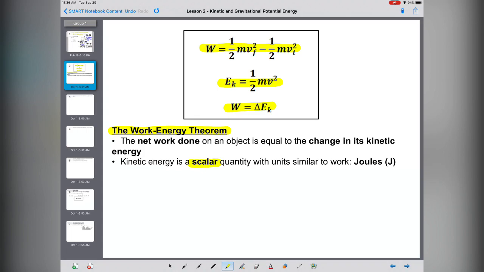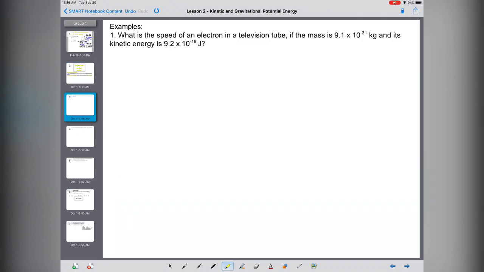Okay, and like work, kinetic energy is also considered to be a scalar quantity, and it has the same unit, which is capital J, joules. For example, what is the speed of the electrons in a television tube if the mass is 9.1 times 10 to the negative 31 kilograms, and the kinetic energy is 9.2 times 10 to the negative 18? So this is a test. Do you know how to rearrange the equation, and do you know how to punch things in for scientific notation?